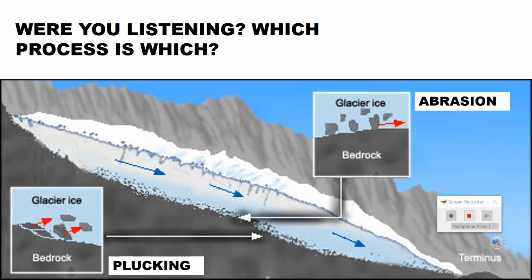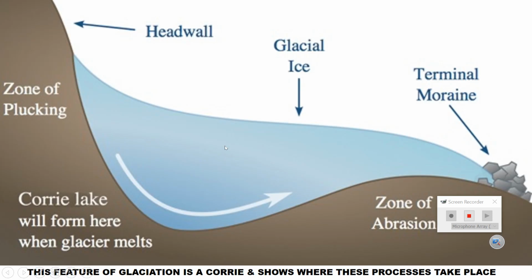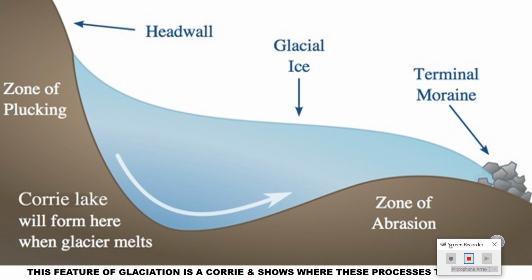So abrasion being that rubbing of the rocks on the bedrock, or rocks within the glacier on the bedrock as it moves downhill, and glacial ice moving downhill and sticking to the rocks and pulling them out on the left there. So this is a feature of glaciation. This is this corrie we saw at the beginning. You've got a zone of plucking and a zone of abrasion, and they're not exclusive to those places, but it's where you find most of that type of erosion tending to take place.